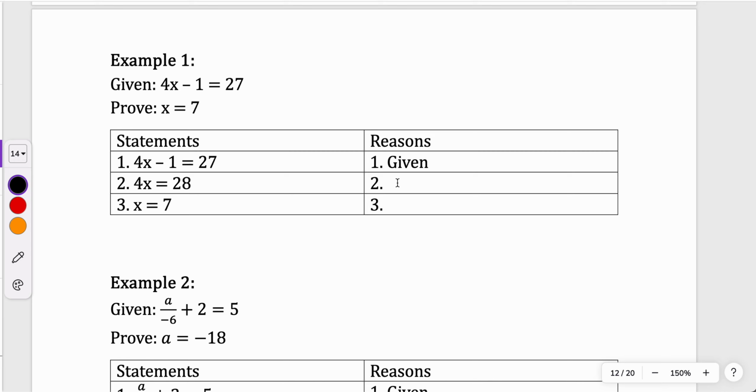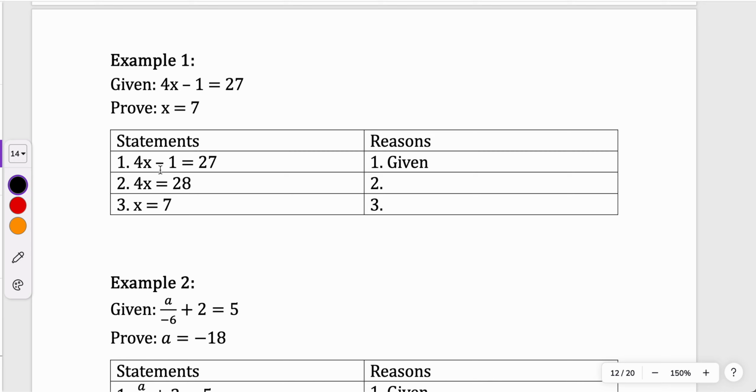When you write a two-column proof, you always start with the left-hand column with your statements, 1, 2, 3, etc., and then your reasons would be on the right-hand side, matching the 1, 2, 3 with the left-hand side. So statement 1 is your given of 4x minus 1 is equal to 27, and the reason is the given.